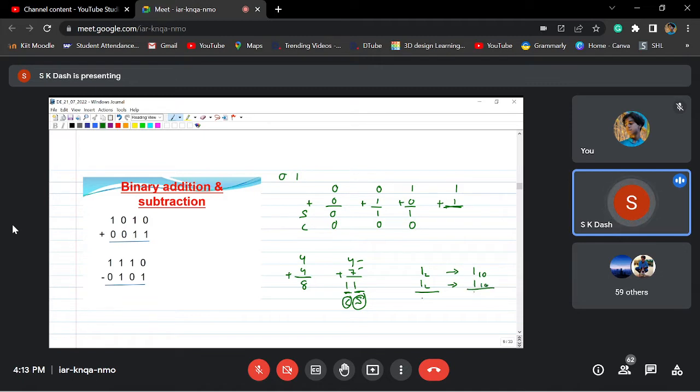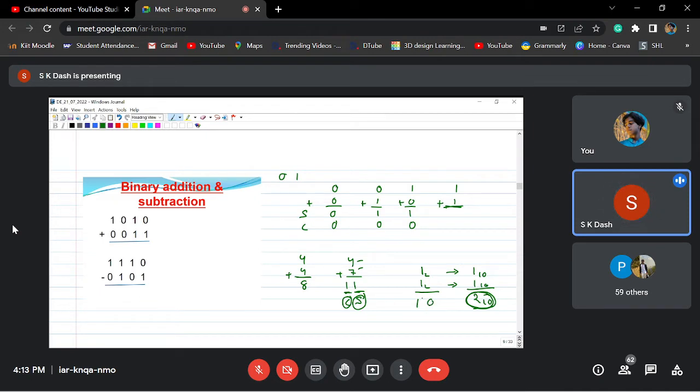So if we add 1 and 1 in decimal, what will be the result? 2. So here, suppose the result is x, the result should be such that it is equal to 2 in decimal. So what is 2 in terms of binary? 1 0. Great, it is 1 0.